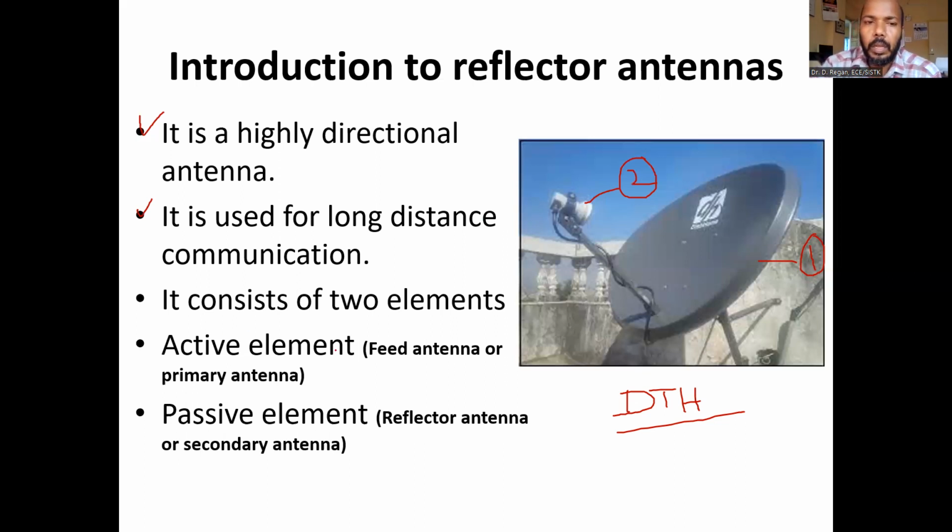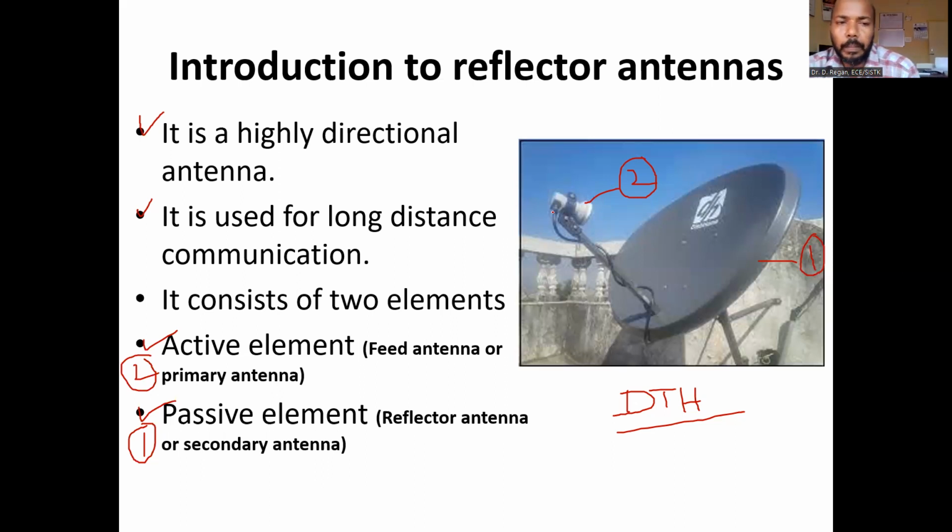Generally in reflector antennas, we have two elements. So these are two parts. The first one is the active element, the second one is the passive element. Here I have given the two parts. Number 1 is the parabolic reflector, that is a circular metallic disc. This is a passive element. The second one, marked number 2, is the active element.